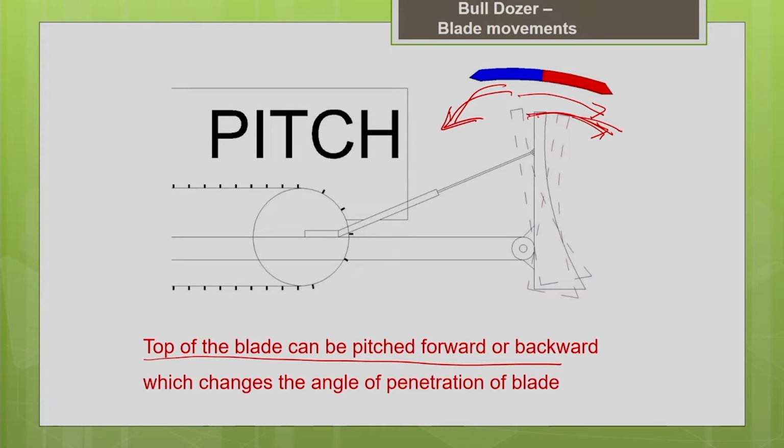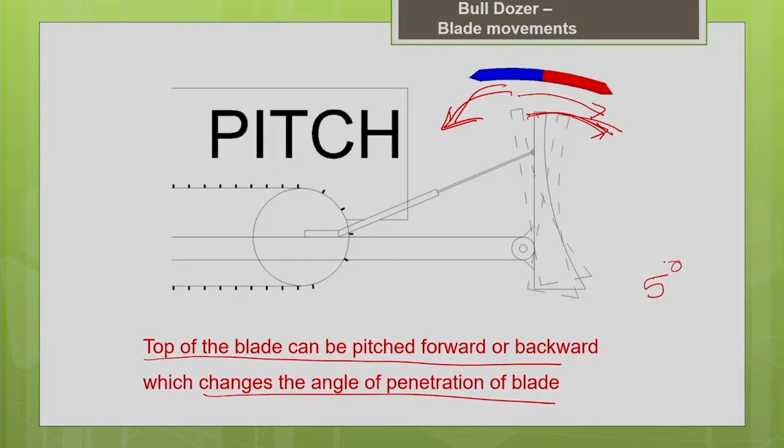By pitching it forward or backward, you can change the angle of attack or the depth of penetration of the blade into the soil. How much pitch is possible for a particular blade is defined by the manufacturer. In the specifications given by the manufacturer, for example, it may be mentioned as 5 degree. That means the maximum pitch possible with this blade is 5 degree.